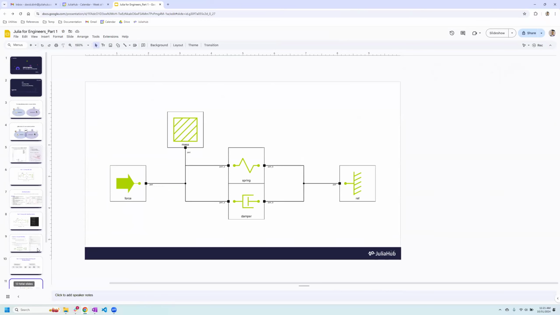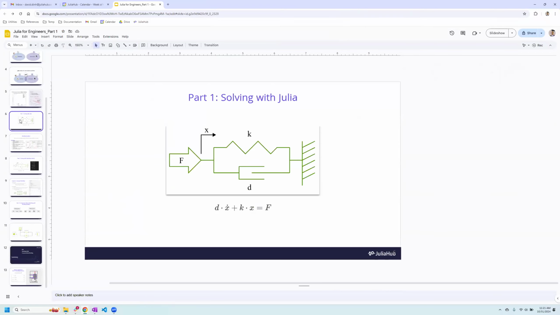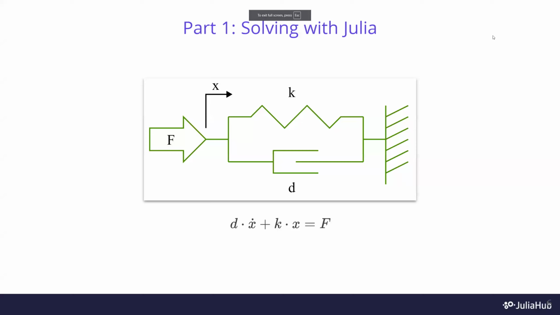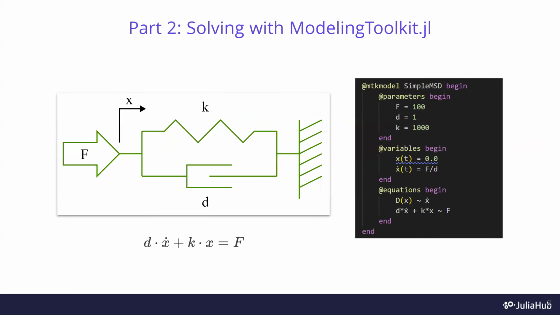Yeah, okay, so we're all done. So in summary, what we did today was we first solved this mass spring damper problem using Julia. We used finite differencing and Newton's method. We then moved on to ModelingToolkit, and we saw how we could solve the same problem using these simple macros to solve our systems by supplying equations, variables, and parameters.